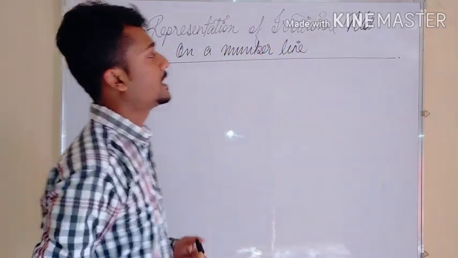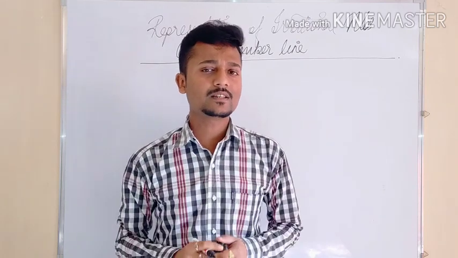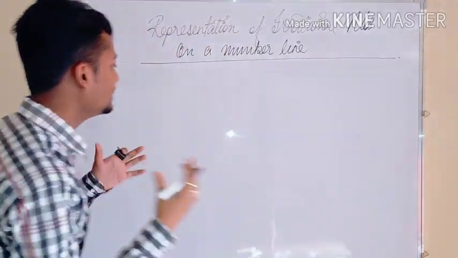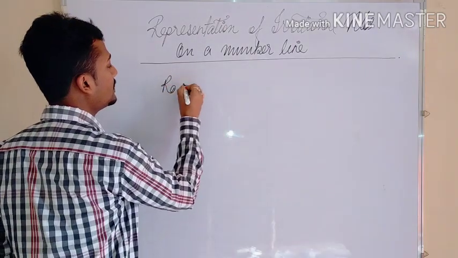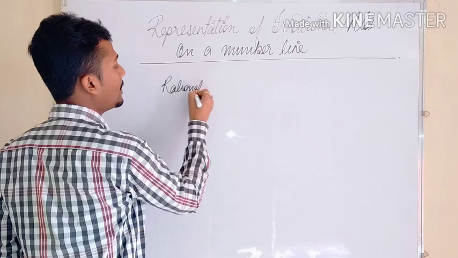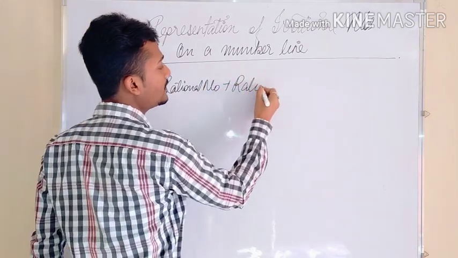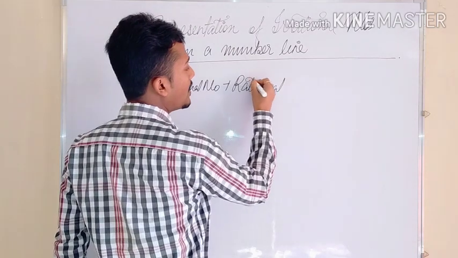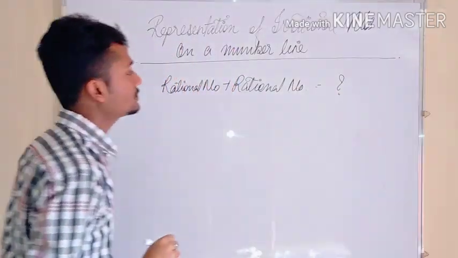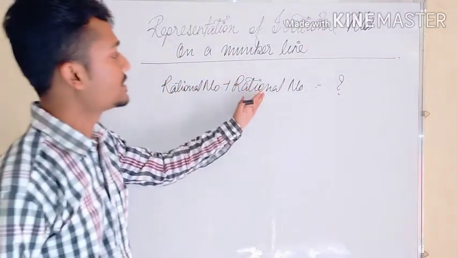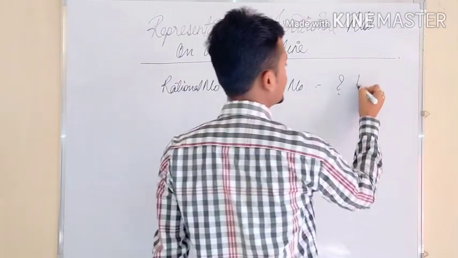Before starting with this part, I would like to discuss one very small aspect of rational and irrational numbers. Rational number plus rational number is equal to what? Rational number plus rational number is equal to a rational number.